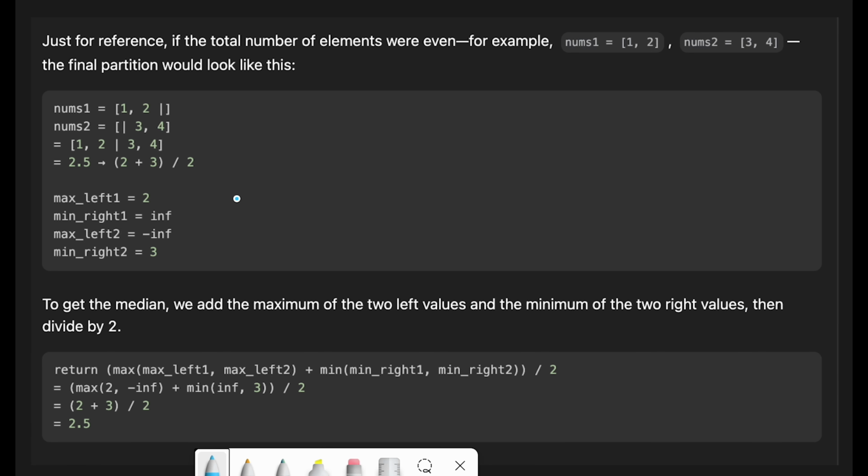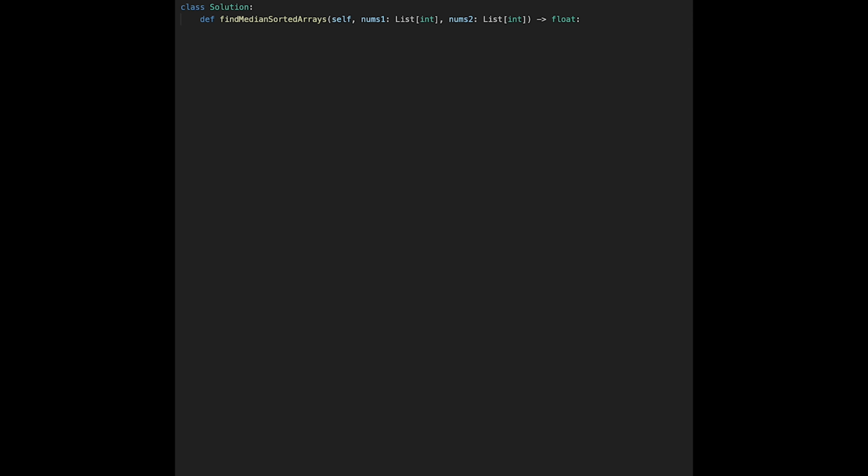And just in case, let me put an even case. I think you can easily understand now. Yeah, so that is the basic idea to solve this question. So let's jump into the code. Okay, let's write the code.